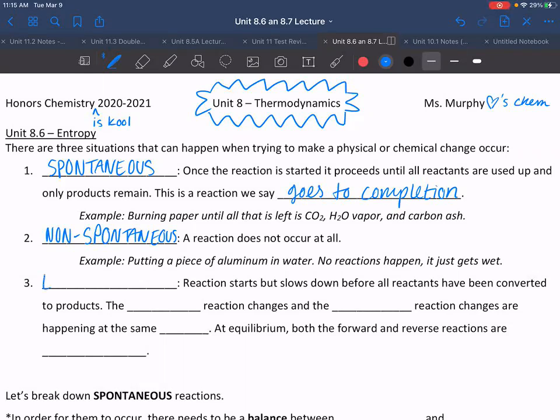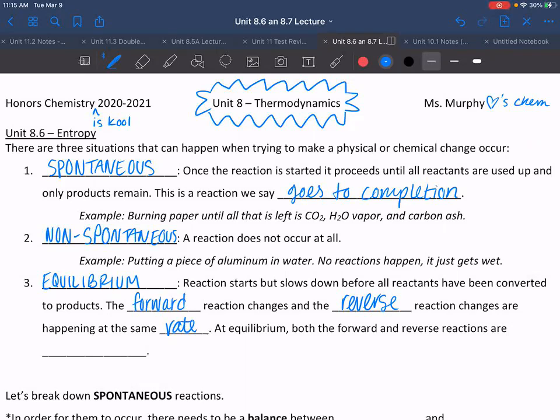Then we have this term, equilibrium. Of course, with equilibrium we think of the word equal. What this defines is a point in the reaction where it starts, but then slows down before we've completed it. It's really where the forward reaction and what we call the reverse reaction are both happening at the same exact rate.